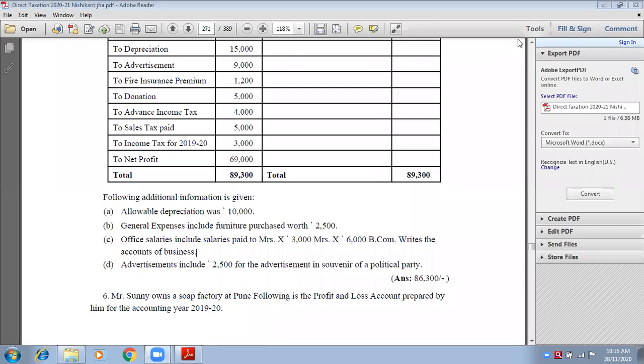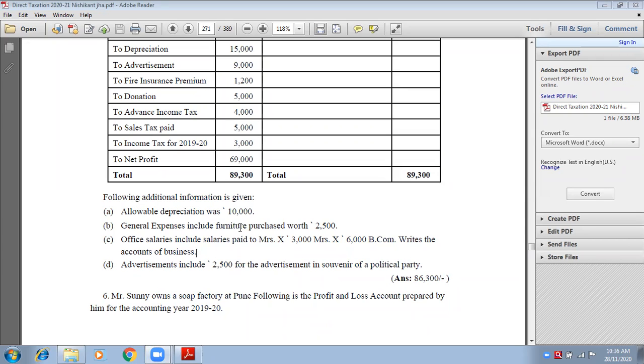If you took the 3,000, the answer was not coming. Okay, that was the problem. So for the third adjustment, you have to write a note on why we did not disallow the 3,000. Why didn't we disallow? Because it is a reasonable payment done to a relative. It is not excessive payment. If it is excessive, then you have to disallow. Okay. Write down.